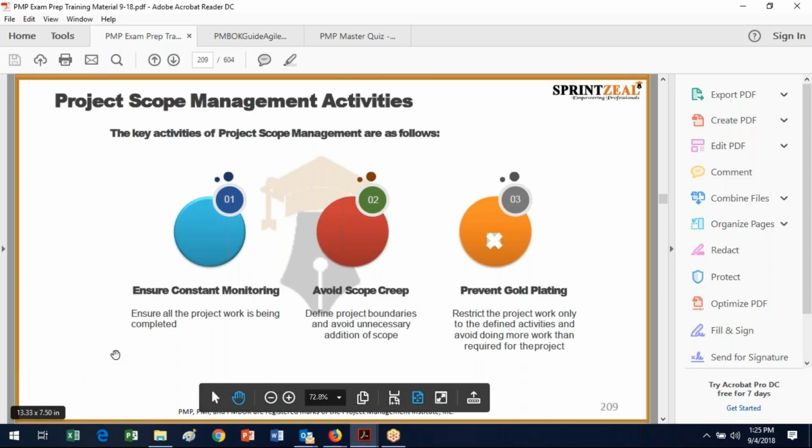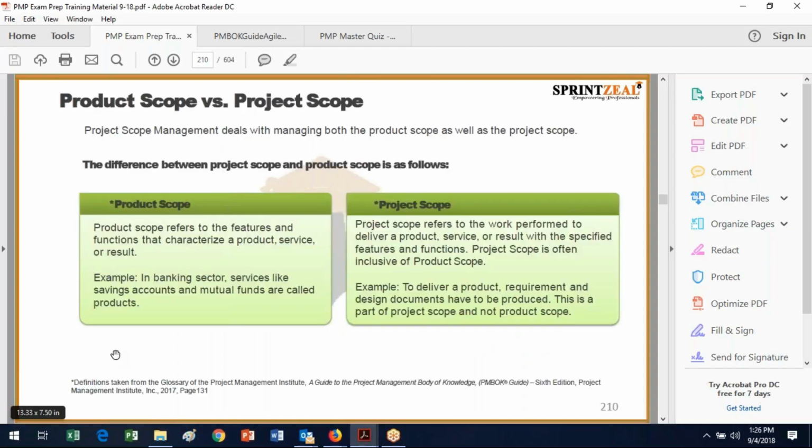So quality, remember, going back to quality being the conformance to requirements. Because you might say, oh, that's a higher quality laptop if it's cooler, but it doesn't conform to the requirements, so it's not higher quality. Okay, so now we're going to go, again, product versus project scope. And project scope management deals with managing both the product as well as the project. So let's differentiate between the two.